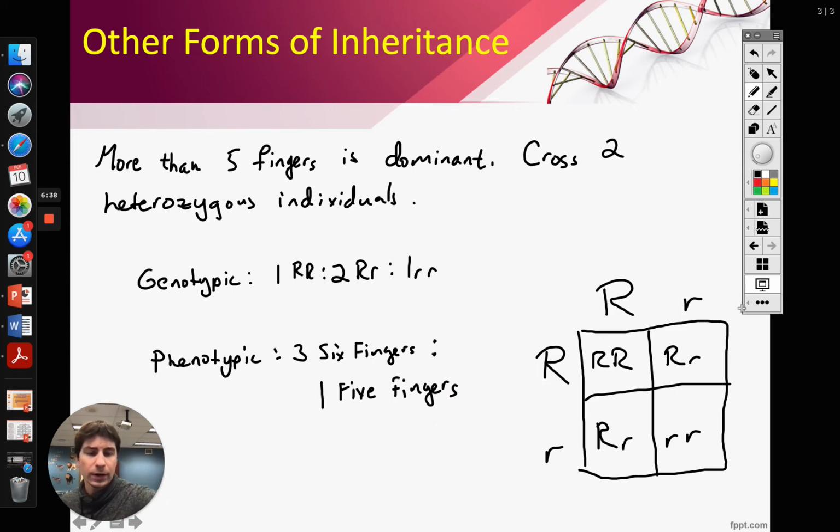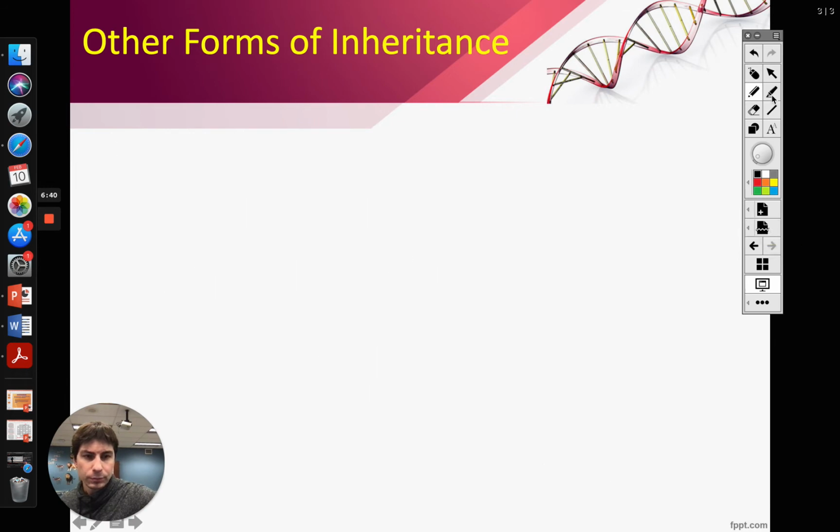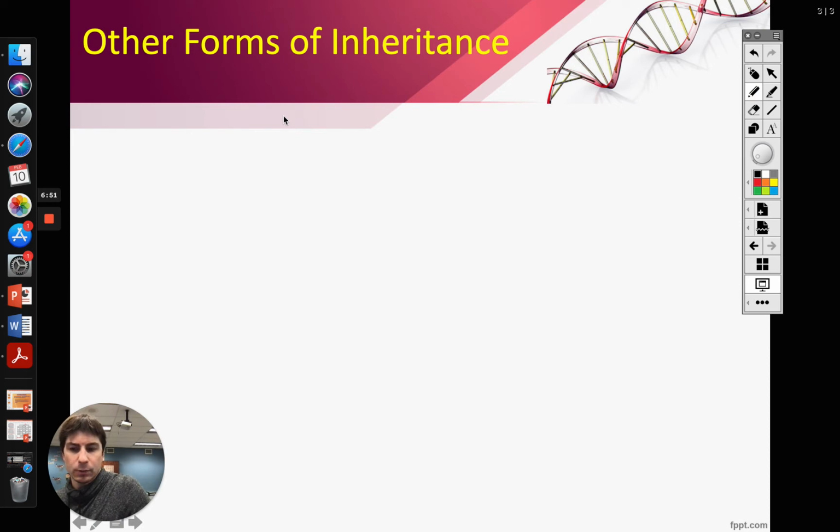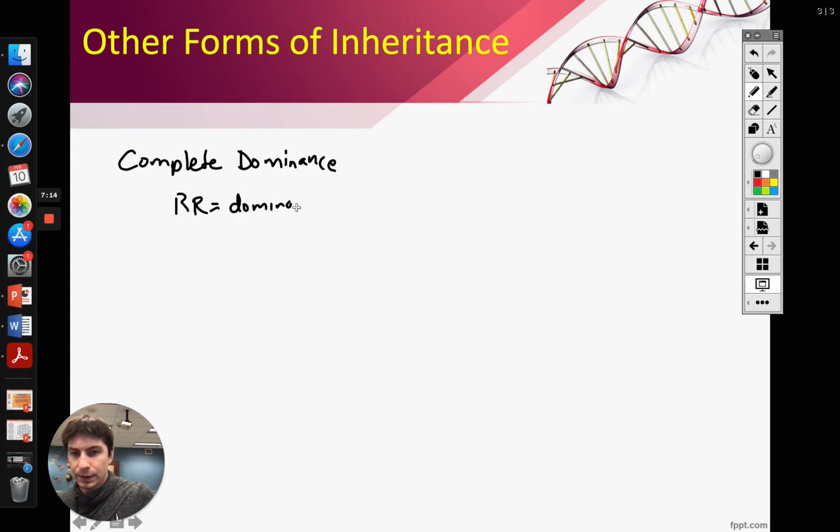Now, so far, guys, with all of our examples, we have been going over complete dominance. And what complete dominance means, I'll write it out for you here. Complete dominance is when our dominant allele is completely dominant over our recessive allele. Let me show you what I mean by that. Whatever big R is, we are going to have that dominant phenotype.